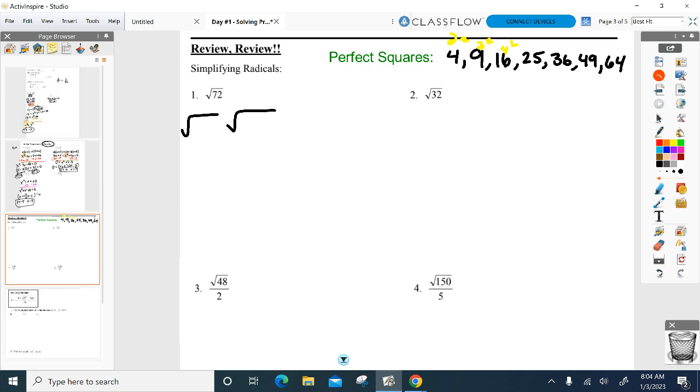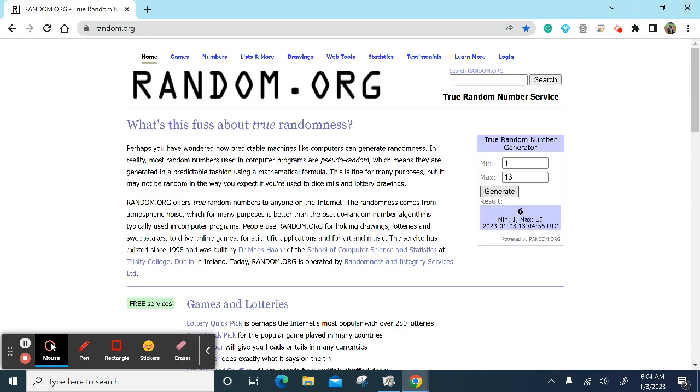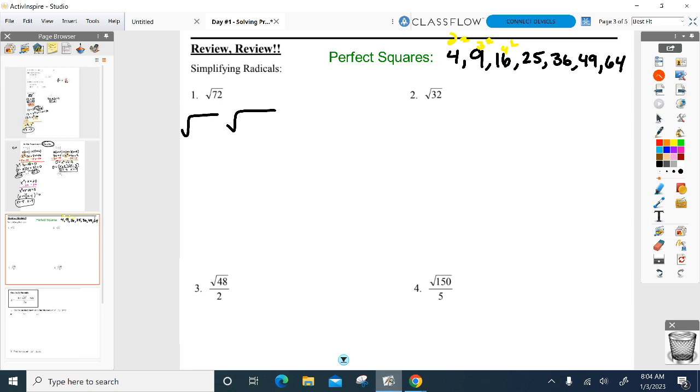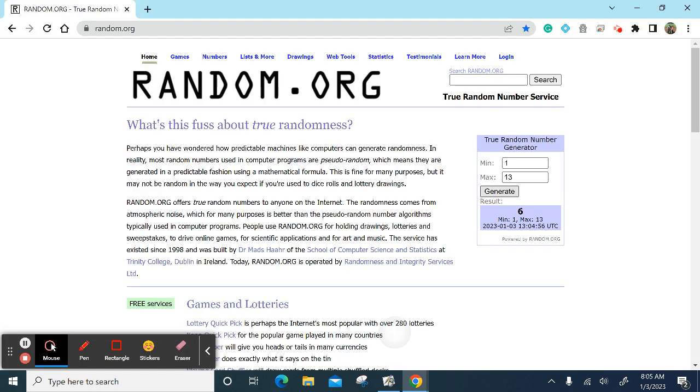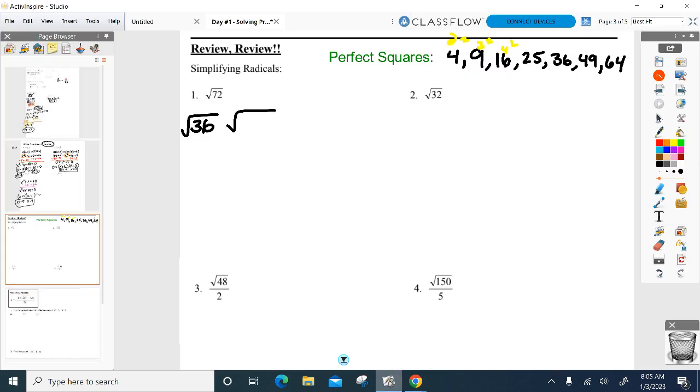All right, which one's the biggest one up here? 36. So underneath the first radical, you put the biggest perfect square that goes in without a remainder. Underneath the second one, you pick what you need to multiply 36 by. So 36 and what gives me 72? Yeah, it's 36 times 2. So a 2 goes underneath the second one.